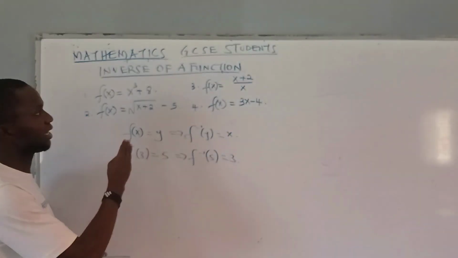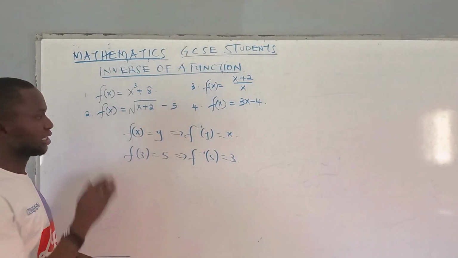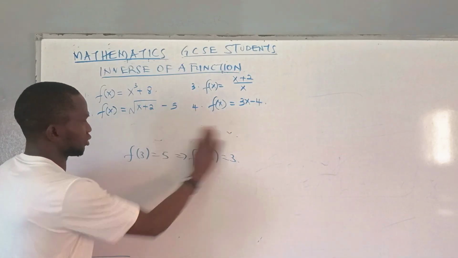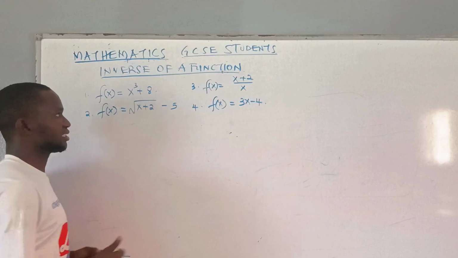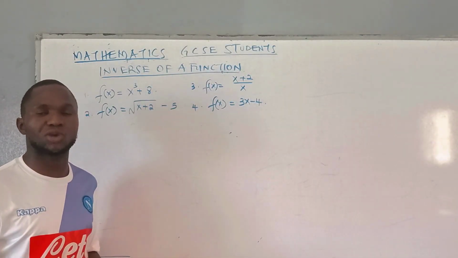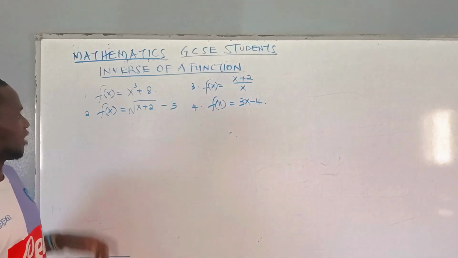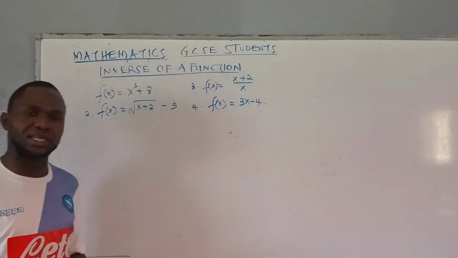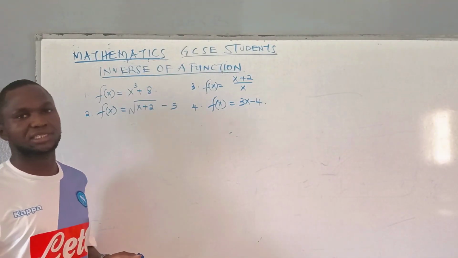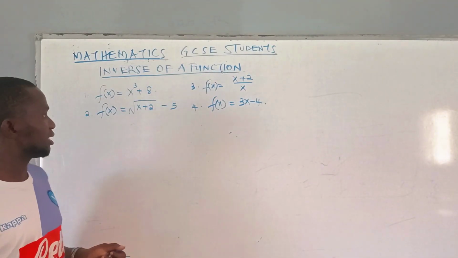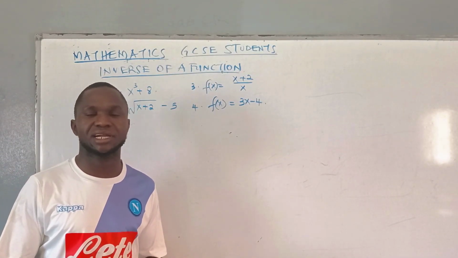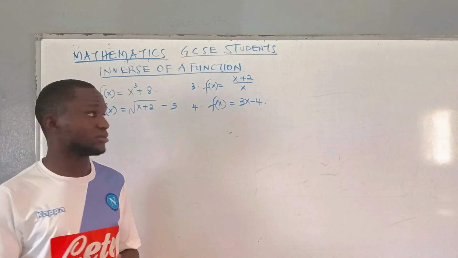Now, how do we find the inverse of a function? There are 4 steps that must be followed when you want to find the inverse of a function. The first step, you need to write the function in the form of y. Then, you are going to change x to y and any y to x. Then, you will make y the subject of the formula. Then, you'll write it in inverse notation.